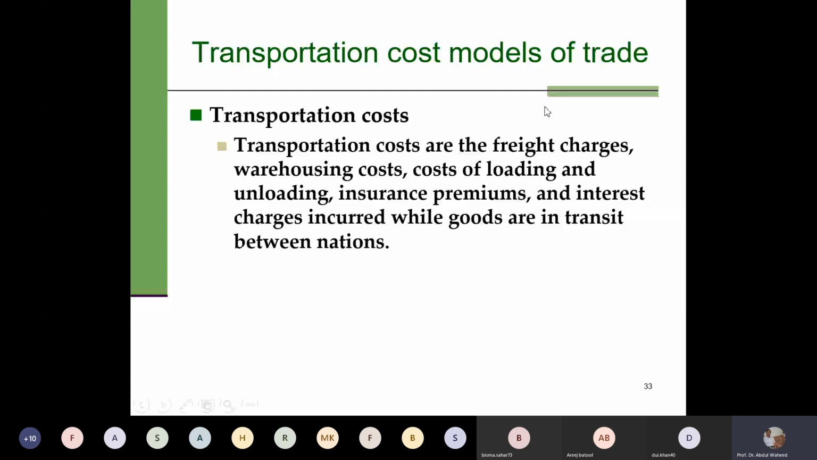Then we have the transportation cost model of trade. If you remember, we assumed that transportation cost is zero. It means there is no transportation cost.